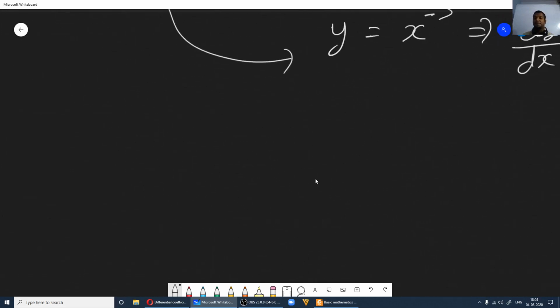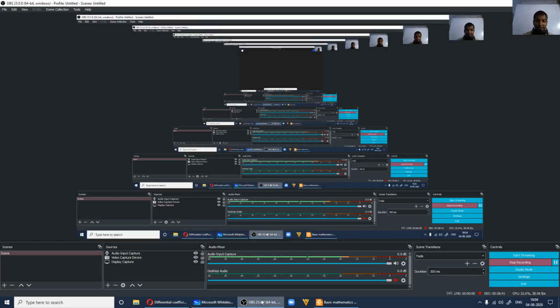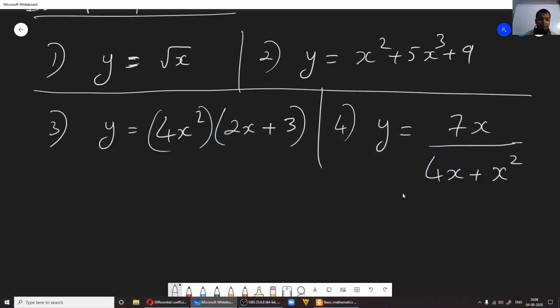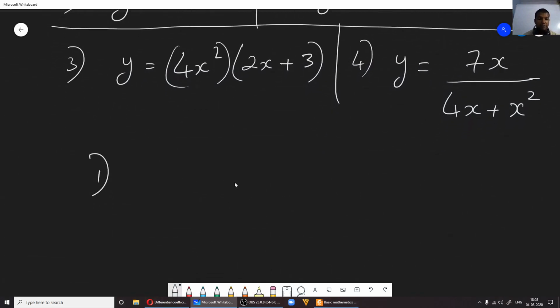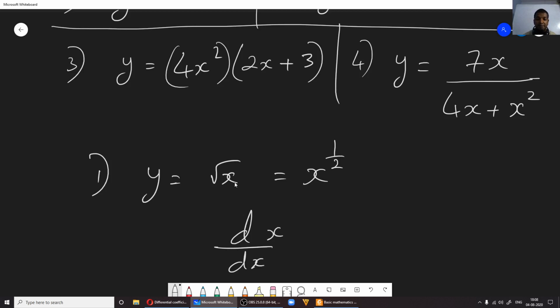Now let us take a few example problems and solve a few of these examples here. I have taken y is equal to root x, the first problem. How can we find this? Let us convert it into exponent form. You can write root x as x power half, then we'll write d by dx of x power half.